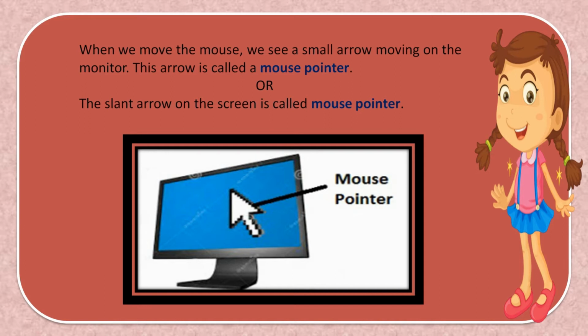Next, what is a mouse pointer? When we move the mouse, we see a small arrow moving on the monitor. This is called a mouse pointer. Or you can say the slant arrow on the screen is called the mouse pointer. Children, when you move your computer mouse, you will see a small arrow moving on the monitor screen. This arrow is known as the mouse pointer.